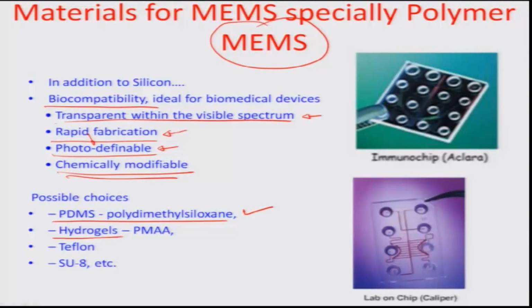Hydrogels are again very useful choices for supporting biological entities or in biomedical devices, and you can microstructure them very easily. PMMA is an e-beam resist, polymethyl methacrylate, so you could write very small using this polymer. And some other materials like Teflon or SU8, where these are really the MEMS structures.